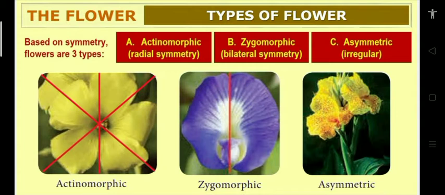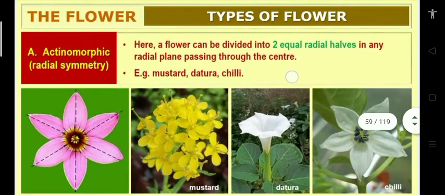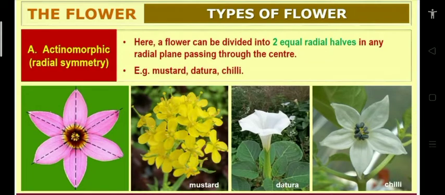Next, types of flowers based on symmetry. Three types: actinomorphic, also called radial symmetry; zygomorphic, also called bilateral symmetry; asymmetric, also called irregular. So what is actinomorphic, sir? The flower can be divided into two equal radial halves by any radial plane passing through the center. You just observe in the diagram on the left side, the flower divided into two equal halves by any radial plane passing through the center. That's actinomorphic. Actinomorphic, also called radial symmetry. Example: mustard, datura, chili.